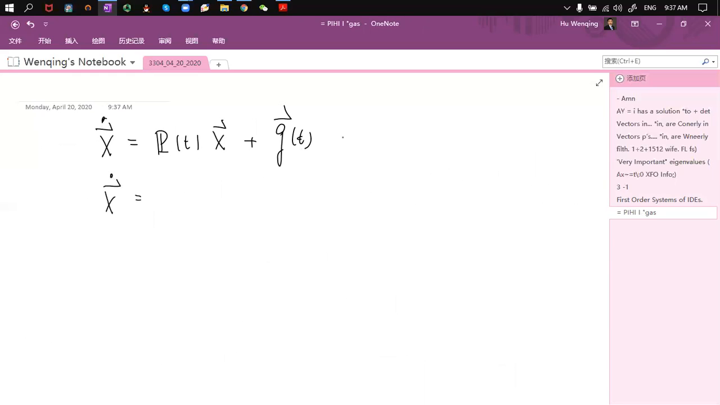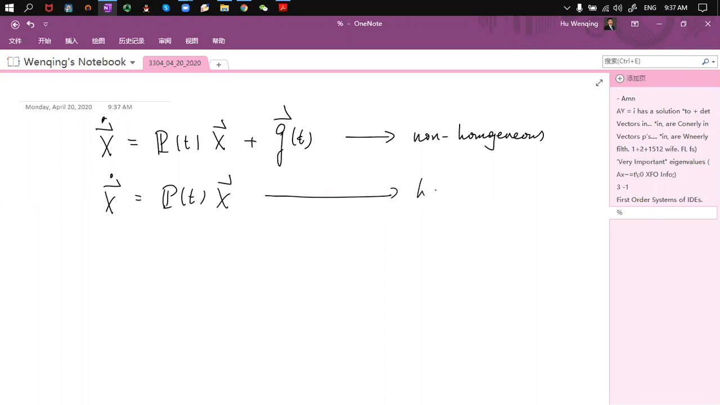Then you have two different versions of it. One is what we call the non-homogeneous equation. But it can also be like this, what we call the homogeneous equation. The difference between them is that the non-homogeneous equation has a non-zero right-hand side, and the homogeneous equation has only x dot.